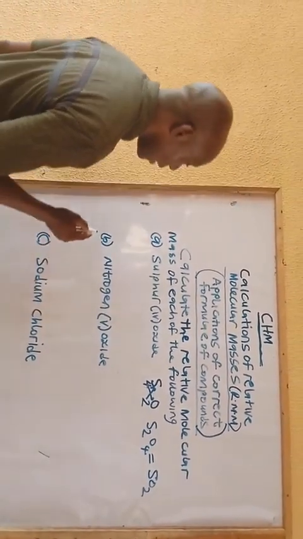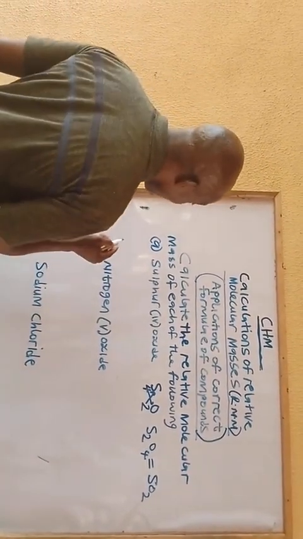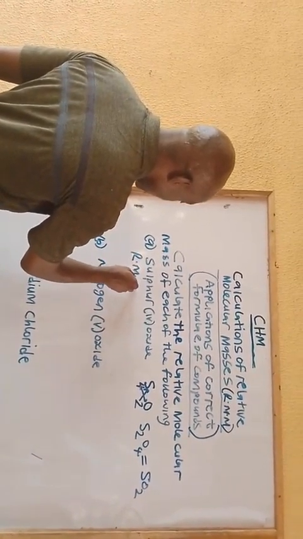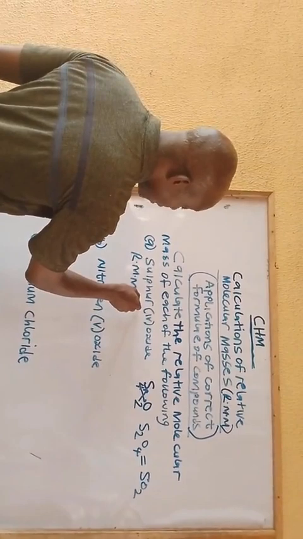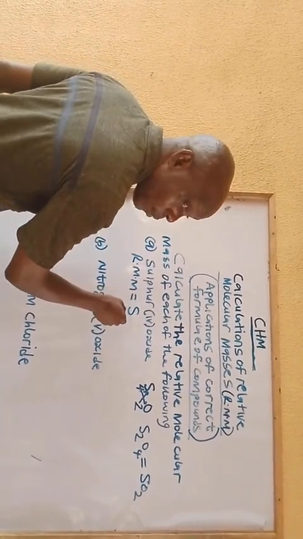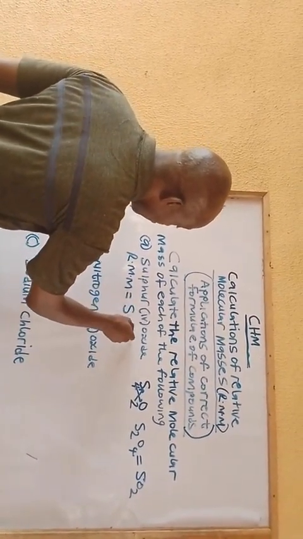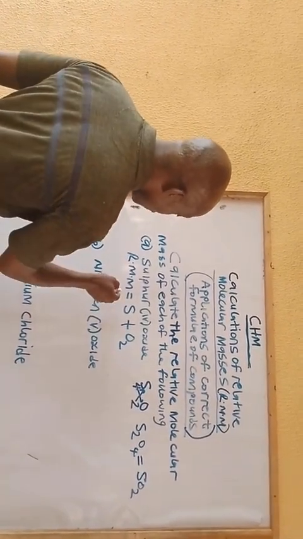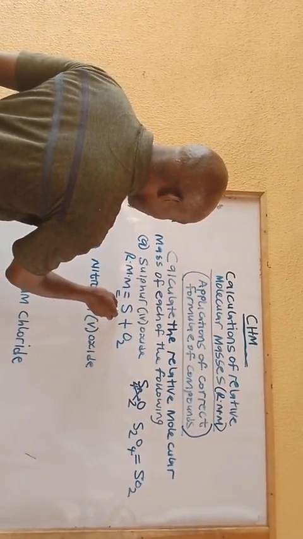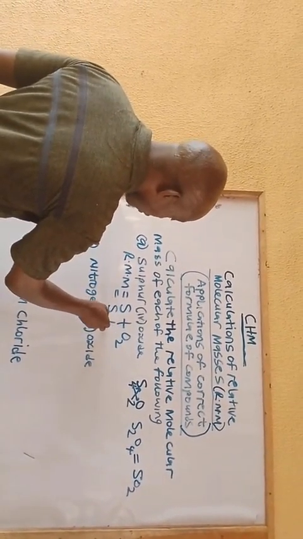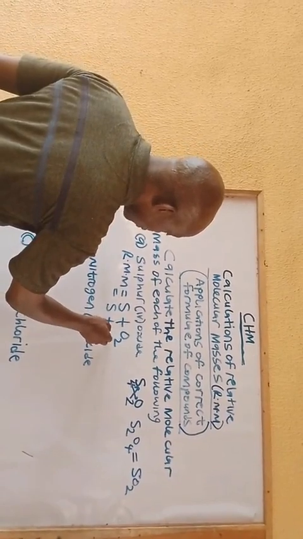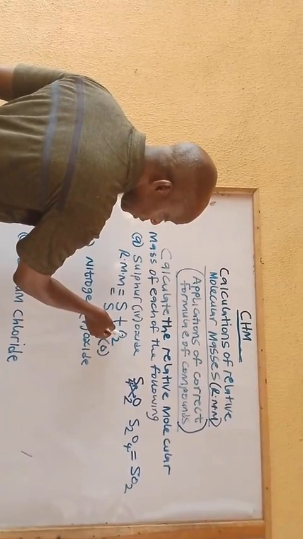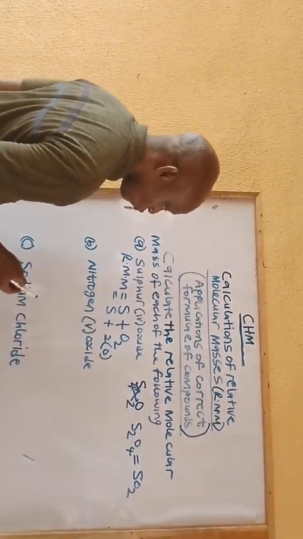Having known that, now come to the calculation of relative molecular mass of sulfur 4 oxide. RMM of sulfur 4 oxide is the relative atomic mass of sulfur plus relative atomic mass of oxygen, SO2. Then that will lead us to relative atomic mass of sulfur plus 2 times relative atomic mass of oxygen, because we are multiplying what we have in the oxygen by its number of atoms, which is 2.